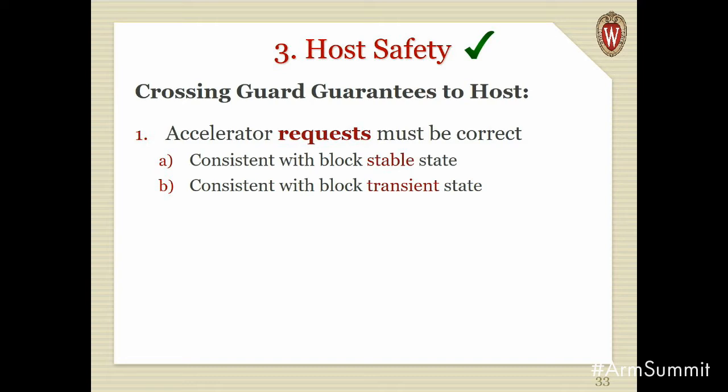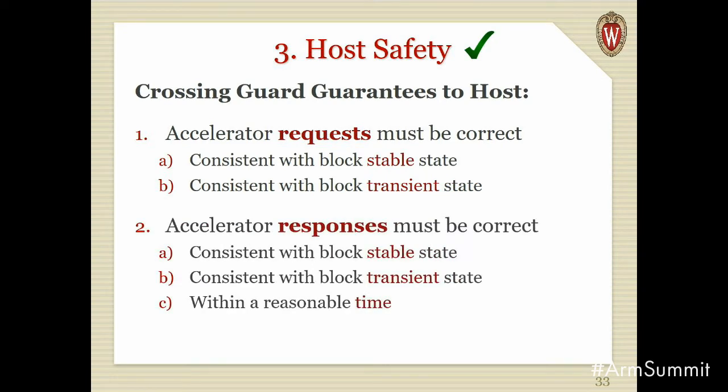And then for safety, we've shown that Crossing Guard is sufficient to guarantee that accelerator requests must be correct, because we're checking them against the stable states and transient states of each block. Responses are also checked against the stable and transient states. And there's also a temporal responsiveness that's necessary. So if you're supposed to respond, you have to do so in a reasonable amount of time, or we're going to take notice. And we also enforce the Border Control protections.